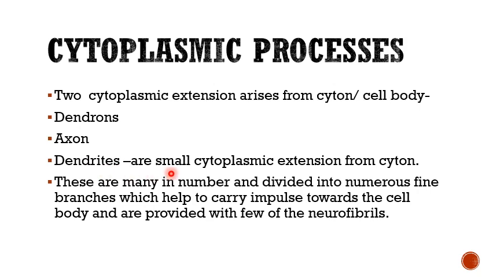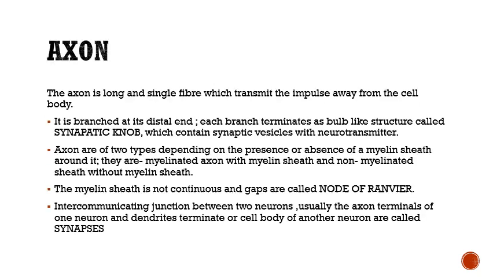Dendrites are the small cytoplasmic extensions from the cyton or cell body or soma. They are many in number and divided into numerous fine branches which help to carry impulse towards the cell body, and are provided with few neurofibrils. So what is the function of dendrites? They carry the impulse towards the cell body. Axon is a long single fiber which transmits the impulse away from the cell body, towards, that is by dendrites, and away, that is by the axon.